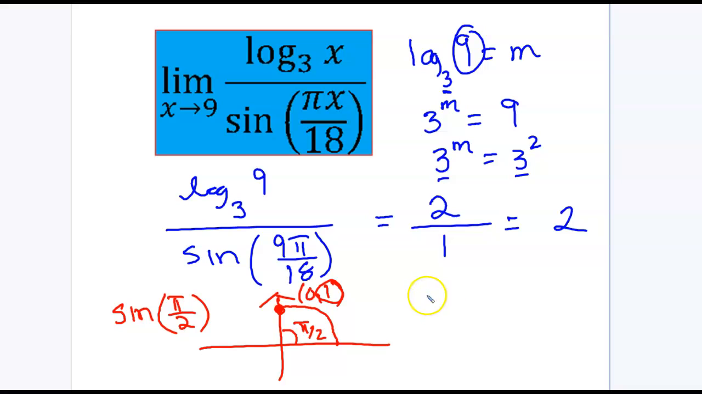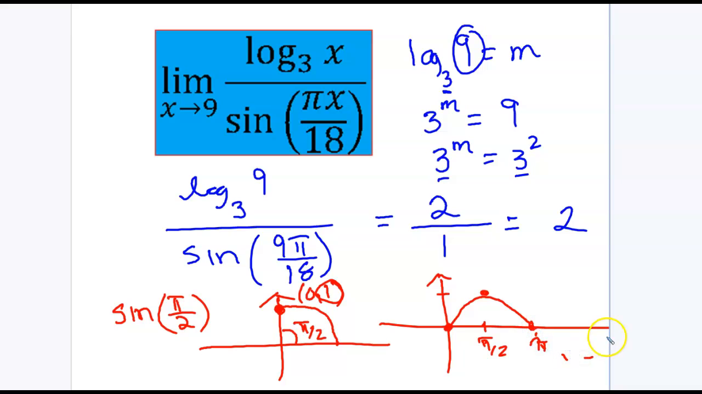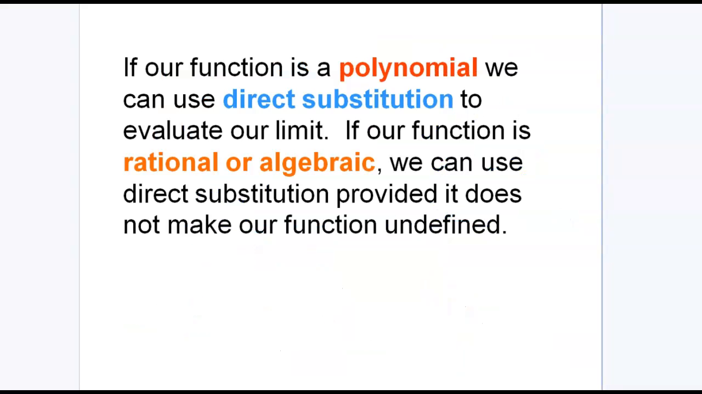The other way you can think about the sine of pi over 2 is you can think about the sine graph. And remember, sine starts at 0. At pi over 2, it's up to 1. And then at pi, it's back down to 0. And so the graph goes like this. It does continue. But at pi over 2, the y value is at 1. So that's another way of evaluating the sine of pi over 2.